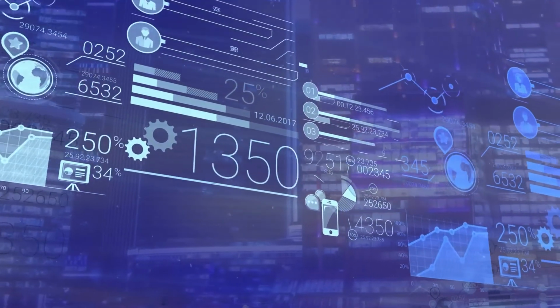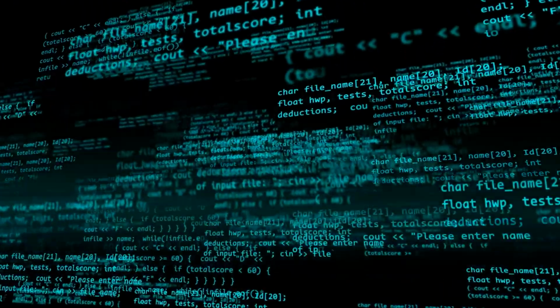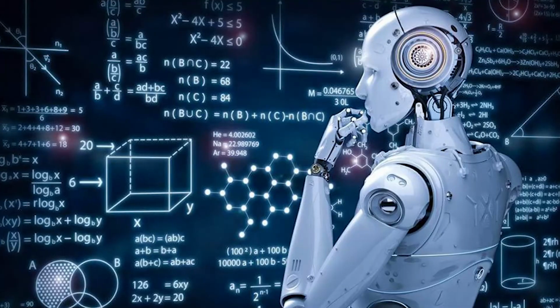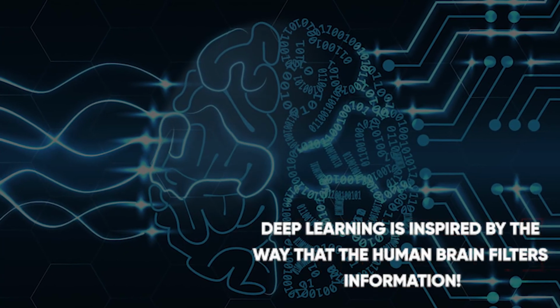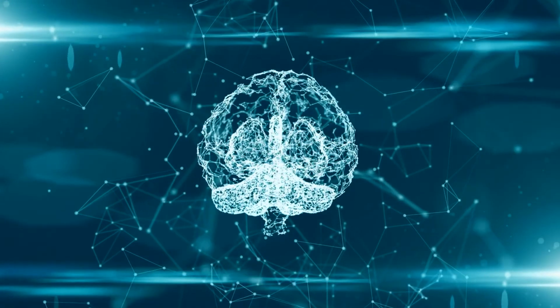At its easiest, deep learning can be thought of as a way to automate predictive analytics. However, while traditional machine learning algorithms are linear, deep learning algorithms are stacked in a hierarchy of increasing complexity and abstraction. Deep learning is inspired by the way that the human brain filters information. Let's see how it works.